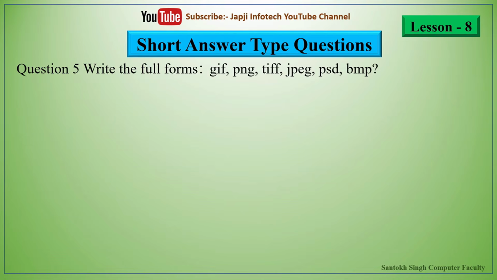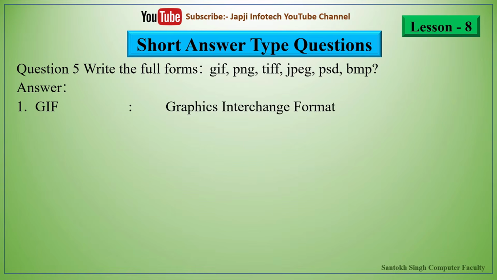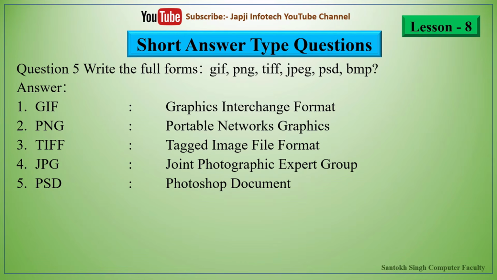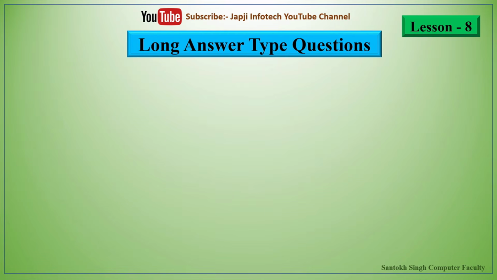And the fifth one is, write the full form of GIF, PNG, TIFF, JPG, PSD, BMP. The first one is GIF. GIF stands for graphic interchange format. Second one is PNG. PNG stands for portable network graphic. Third one is TIFF. TIFF stands for tag image file format. Fourth one is JPG. JPG stands for joint photographic expert group. And fifth one is PSD. PSD stands for Photoshop document. And sixth one is BMP. BMP stands for bitmap picture.